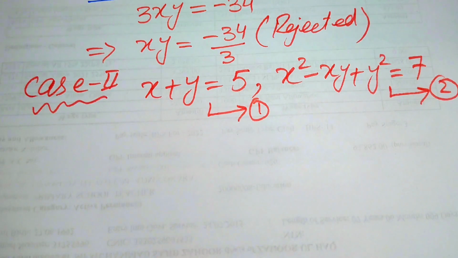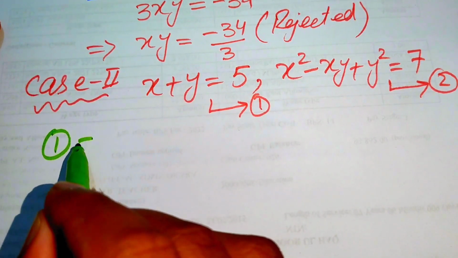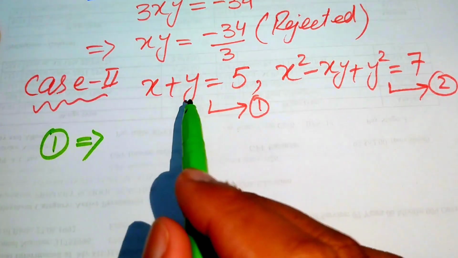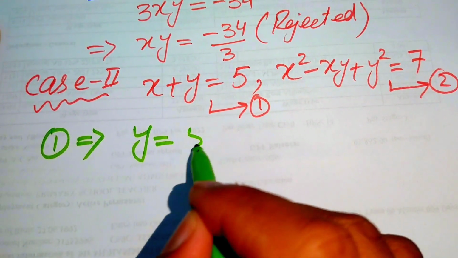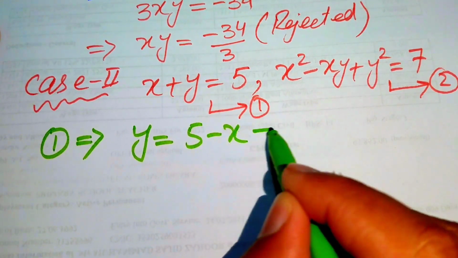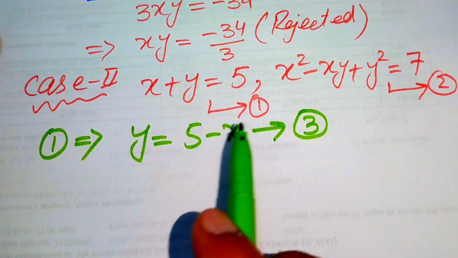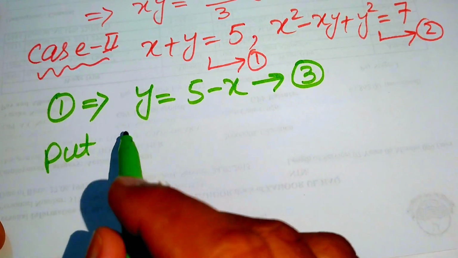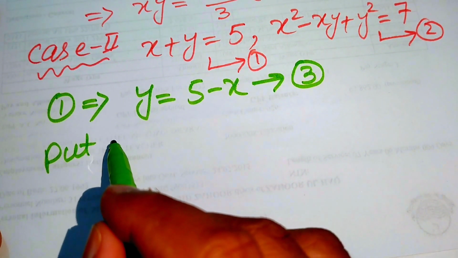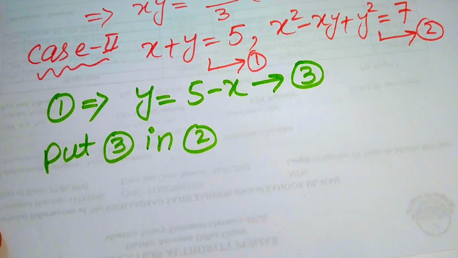So here we first focus on equation number 1. Our equation number 1 implies that we move this x to the right hand side, and we get the value of y equals 5 minus x, and we call this equation number 3. And now we put the value of y in equation number 2. So you just write it here, put equation number 3 in equation number 2.